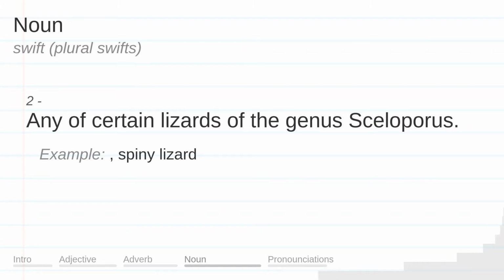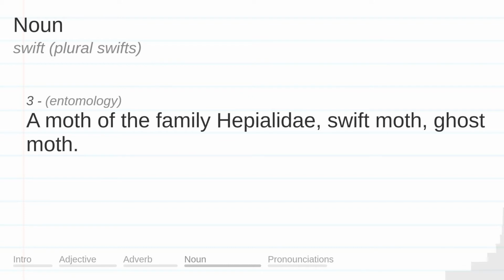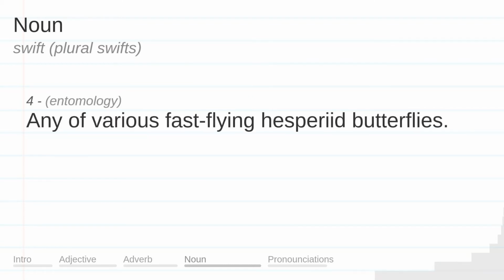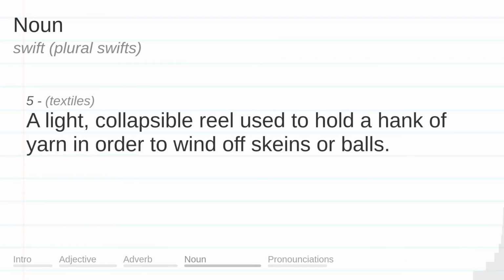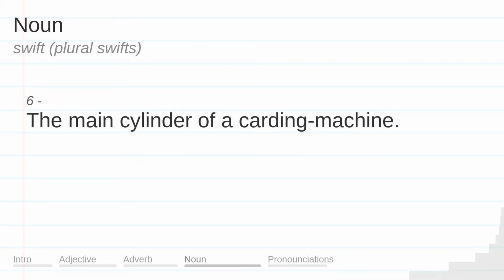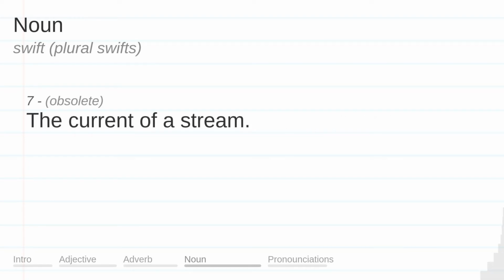Example: spiny lizard. A moth of the family Hepialidae, swift moth, ghost moth. Any of various fast-flying Hesperiid butterflies. A light, collapsible reel used to hold a hank of yarn in order to wind off skeins or balls. The main cylinder of a carding machine. The current of a stream.